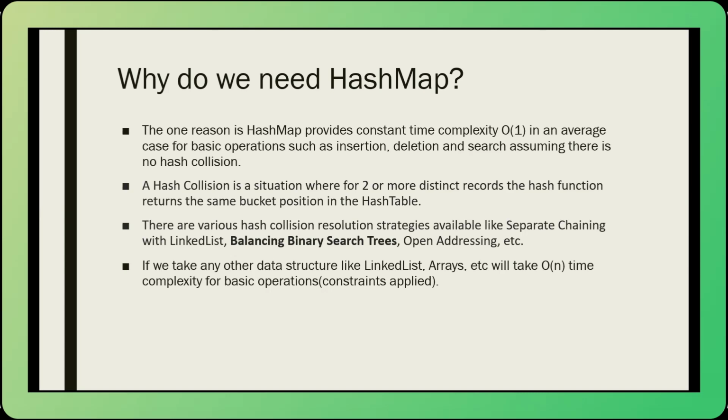Let's try to take an example. If we take any data structure like a linked list or arrays, sorted array or unsorted array, they will take O(n) time complexity for basic operations. Some constraints apply here. Let's take an unsorted array, and you need to find whether some element exists or not. How much time complexity is it going to take? In the worst case, it is going to take O(n), where you need to traverse till the last element in the array, right?